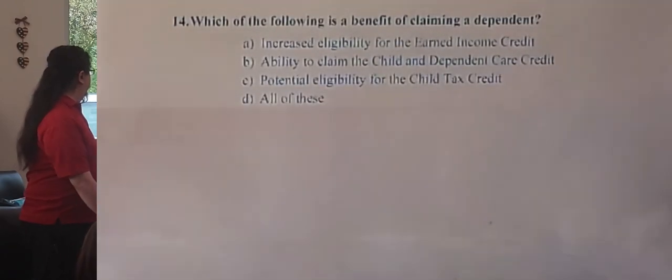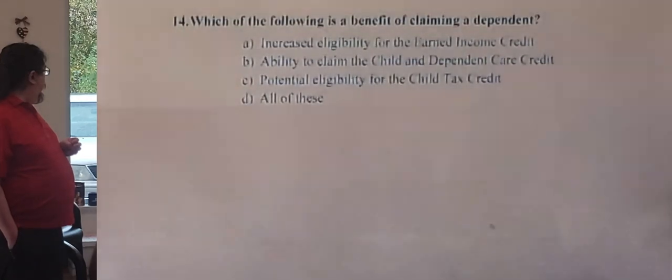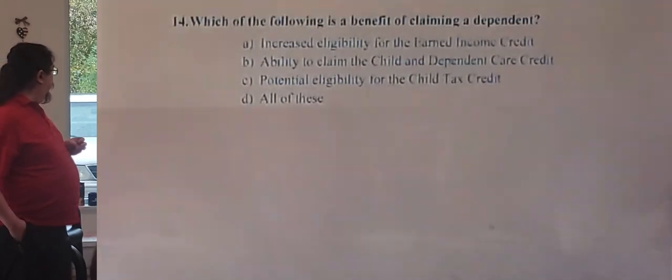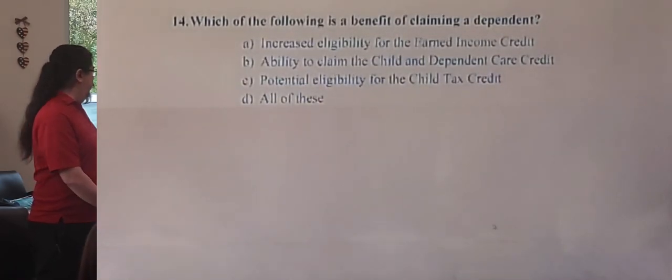Okay. And which of the following is a benefit of claiming a dependent? D, all of these: earned income credit, child and dependent care credit, child tax credit.